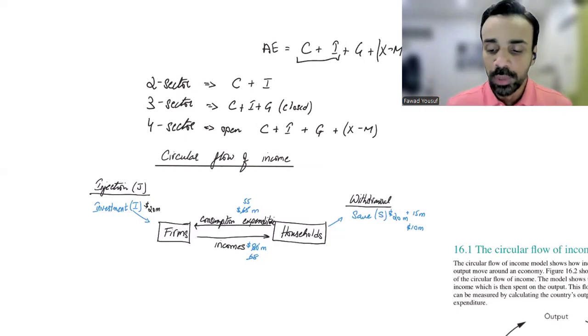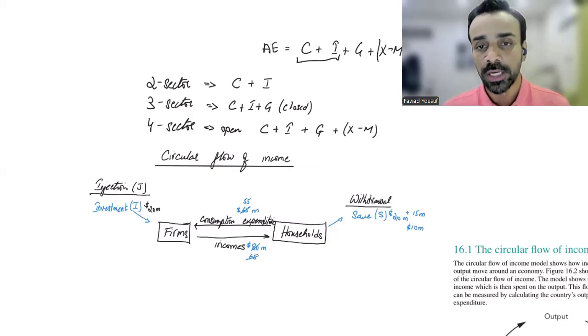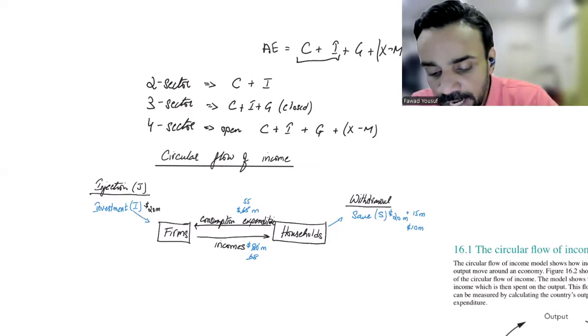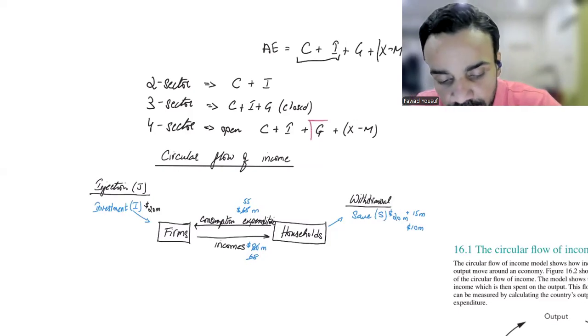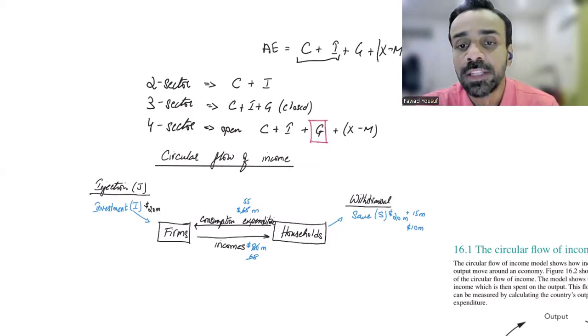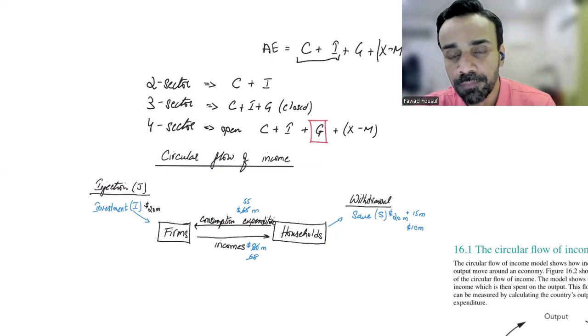Right now, I have only drawn a two-sector economy where you have firms and households. Firms pay them, they do the consumption. Sometimes money gets out of the system, and then that money can come back into the system. It's a two-sector economy. When I introduce government, now it has become a three-sector closed economy.